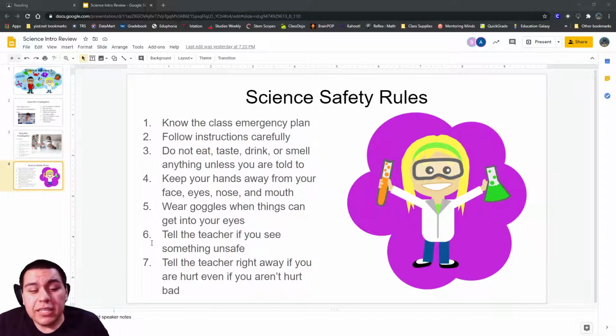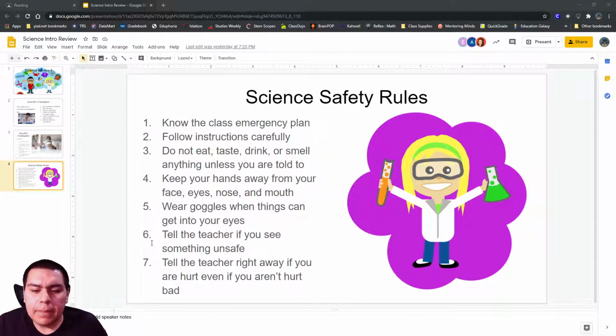And number 7, tell the teacher right away if you're hurt, even if you aren't hurt bad. Why is that part of the rule? That you should tell the teacher if you get hurt, even if it's like a little bit. Even if it's not a big cut or that your arm didn't fall off or something like that. Why would you still have to tell the teacher right away? Who can tell me? Why is that important? To tell the teacher right away, even if it's a small injury or a small accident. Violet?